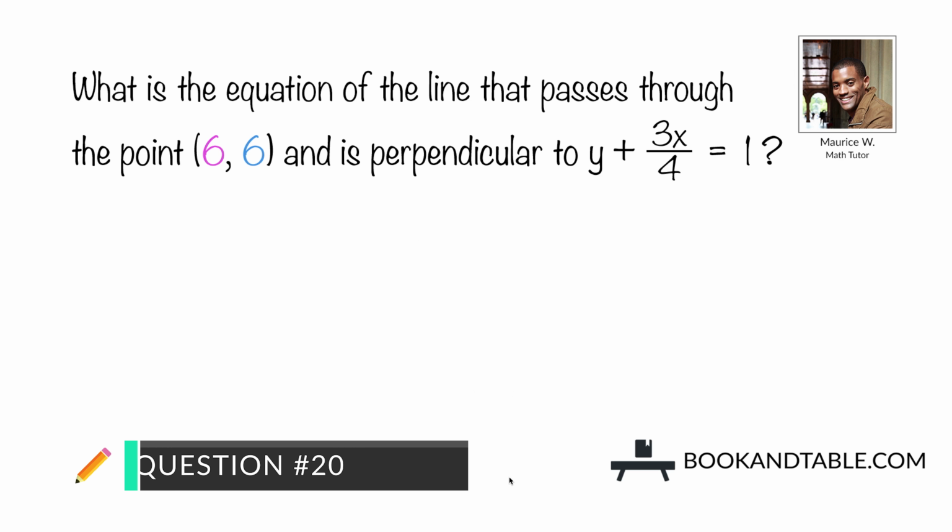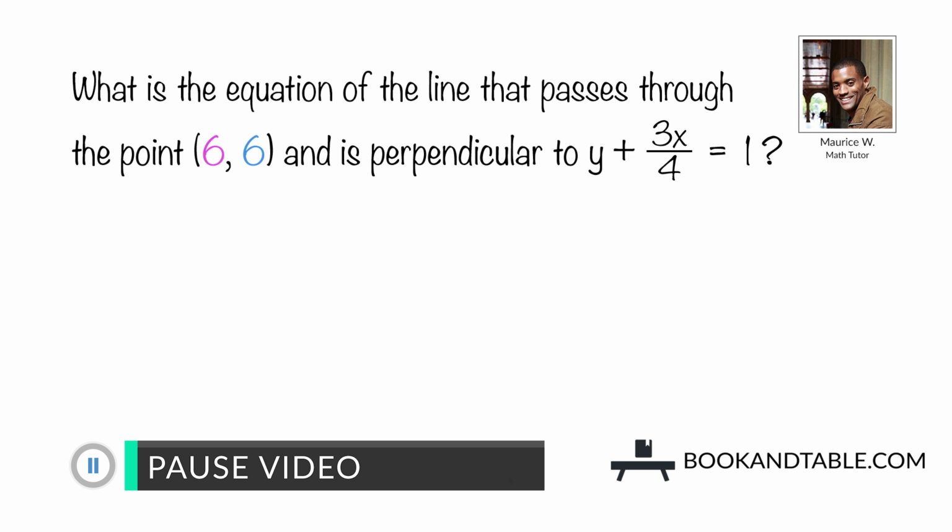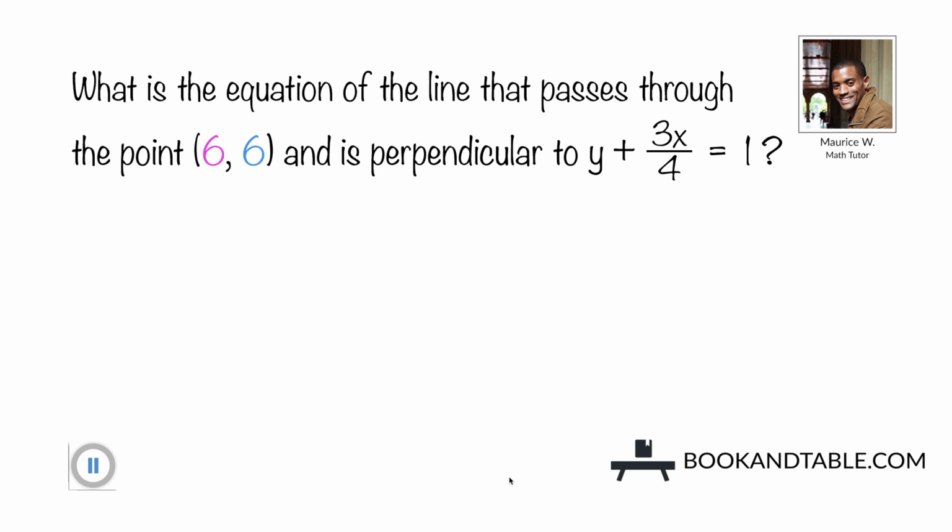Let's now have a look at question number 20. What is the equation of the line that passes through the point 6, 6 and is perpendicular to y plus 3x over 4 is equal to 1? Pause the video, answer this question, and then press play when you are ready to begin.